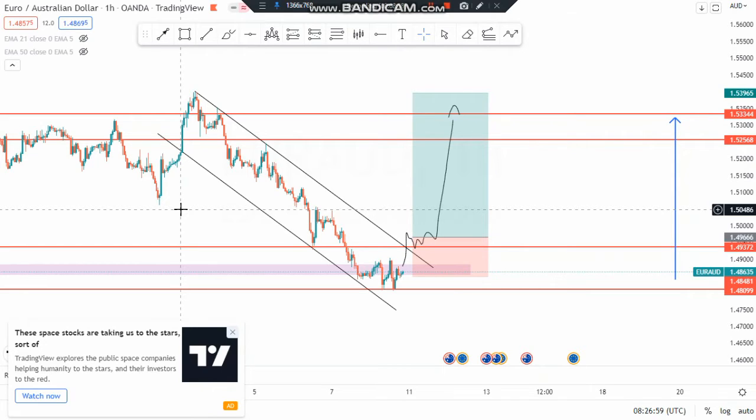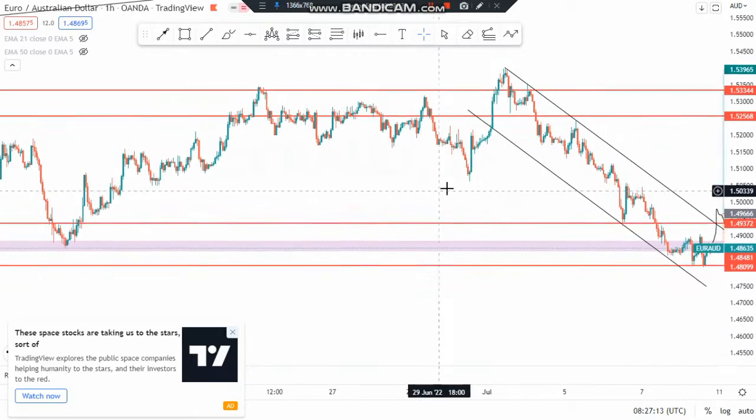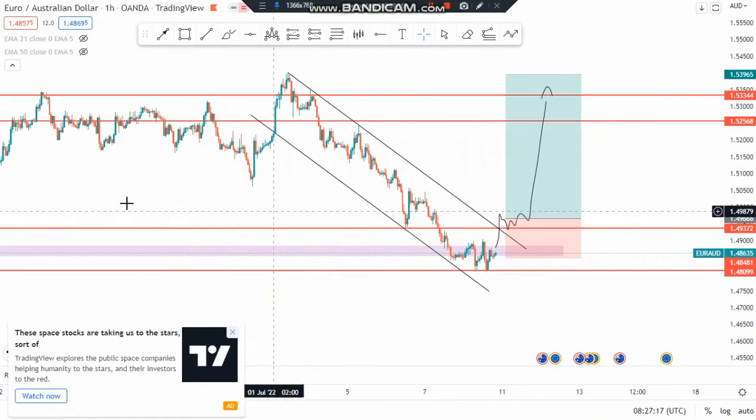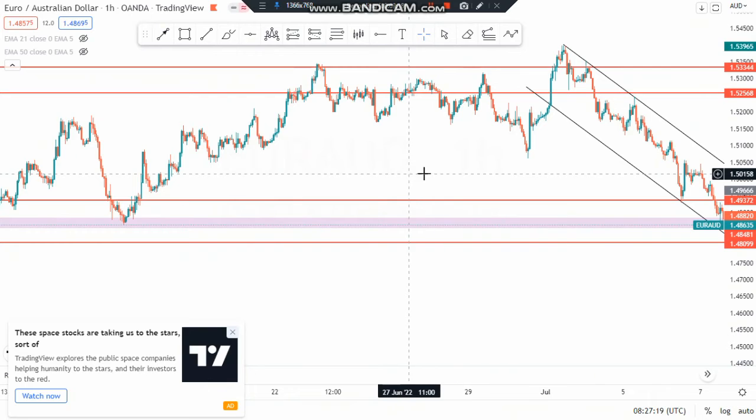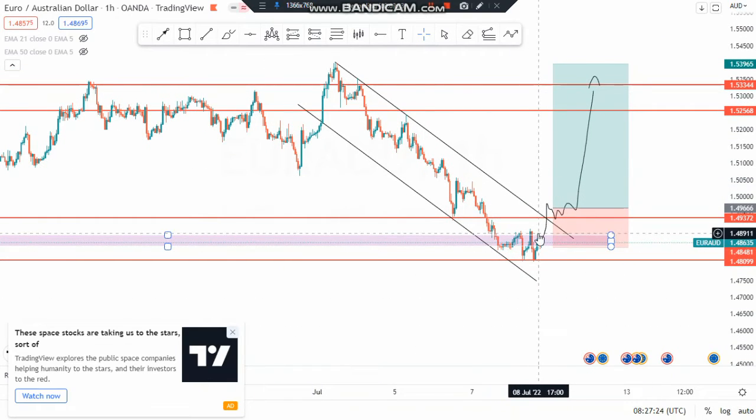So I wait for the demand and supply line to be broken, then I wait for the trend to be broken, then I place my trade. Simple as that, guys. It's not even complicated. That is the only thing that you actually need to do when it comes to finding positions using this method. You first need to identify your demand and supply line, then identify your trend, then wait for those two things to be broken.